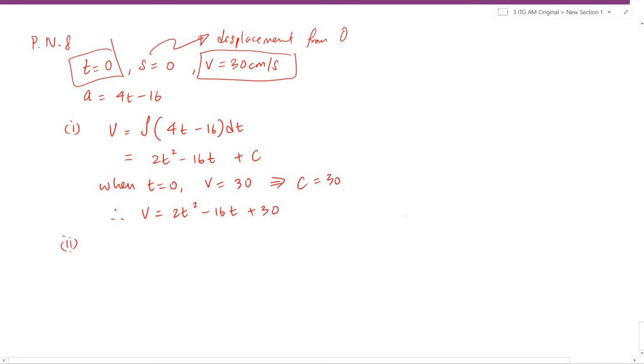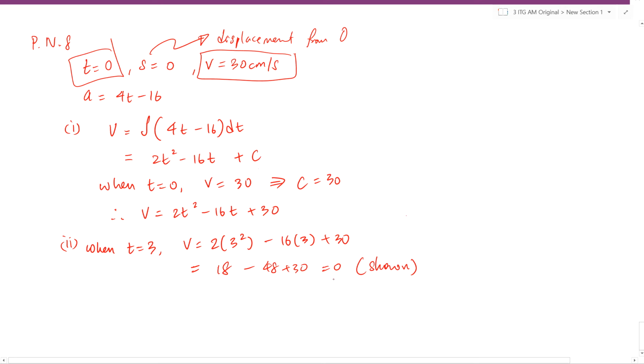Show that it comes to instantaneous rest when t equals 3. So substitute when t equals 3, velocity equals 2 times 3 squared minus 16 times 3 plus 30. What are we hoping that this will give us? In part 2, we substitute t equals 3. What are we hoping for the final answer to be? 0. They want us to show that it is at rest when t equals 3. Therefore, when you substitute t equals 3, you hope that you see v equal to 0. If you get 0, it means that your previous part is correct. So 2 times 9, 18, minus 48, plus 30, and we do get 0. Shown.